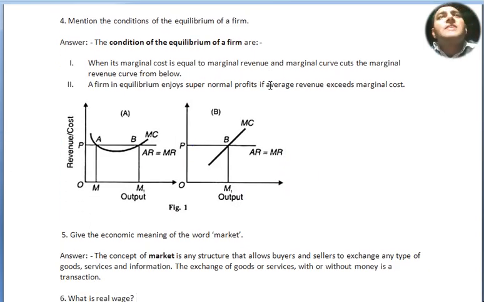Question number 4, mention the conditions of the equilibrium of a firm. The conditions of the equilibrium of a firm are: point number 1, when its marginal cost is equal to marginal revenue, and marginal cost curve cuts the marginal revenue from below. And point number 2, that is condition number 2, a firm in equilibrium enjoys supernormal profit if average revenue exceeds marginal cost. And I have copy pasted these two diagrams which will help you to understand the terms and conditions from Google search engine images.